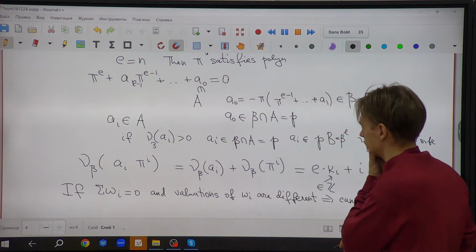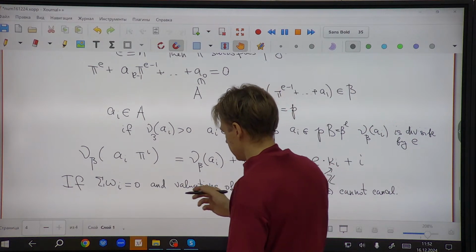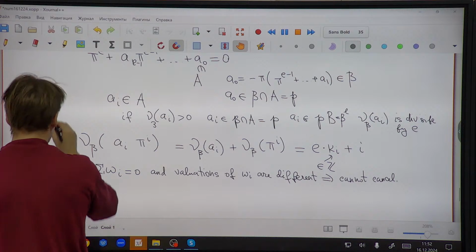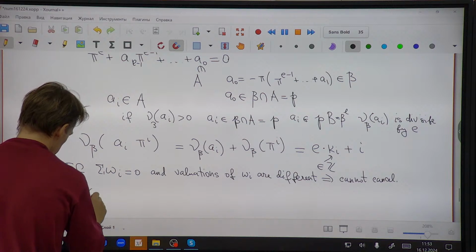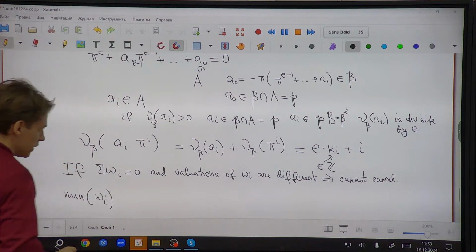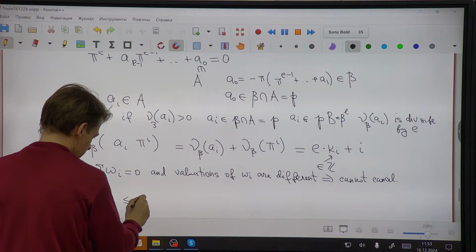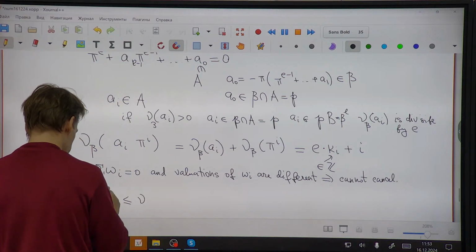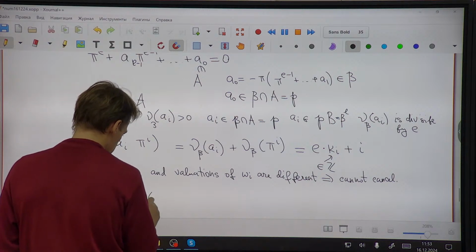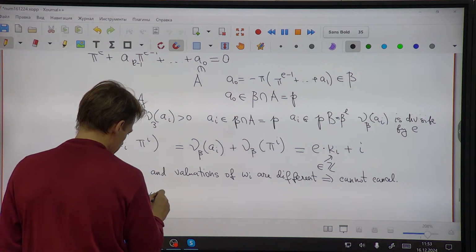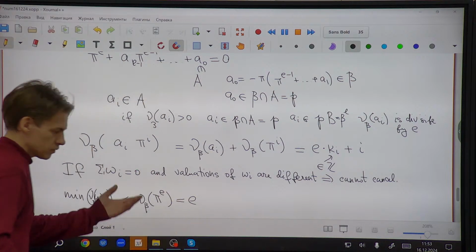So let us look at what is the minimal possible degree. The reason is that you have the sum of points, so you want to ask what is the minimal valuation of omega I. Already you know that the minimal valuation of omega I with respect to beta is, of course, less than or equal to p to the power e, which is e, of the first sum.